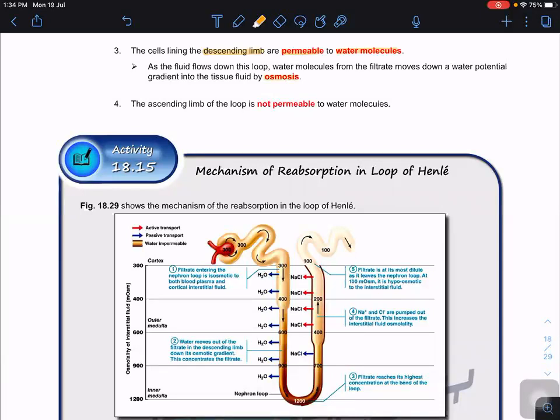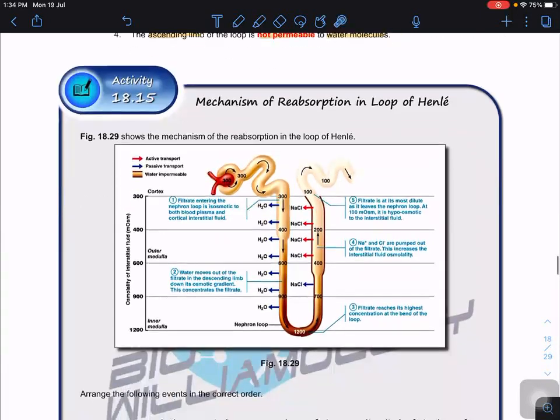But the ascending limb is impermeable to water molecules. Are you clear? Impermeable to water molecules. So it means that water molecules can only be reabsorbed back at the descending limb. Ascending limb, no. Water molecules cannot be reabsorbed back. Okay, so let's look at the mechanism of reabsorption in the loop of Henle. A little bit complicated here.